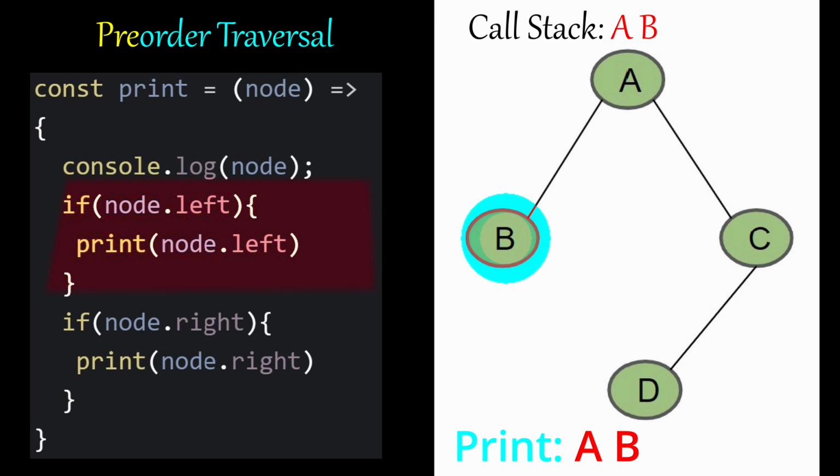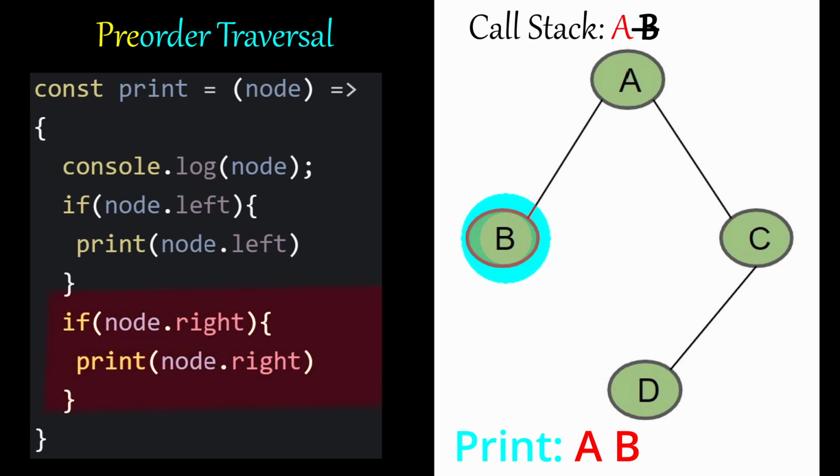Node B has no left child, so we move to call the function on the right child of node B if it exists. But node B has no right child as well, so we move to call the function on the right child of node A if it exists.